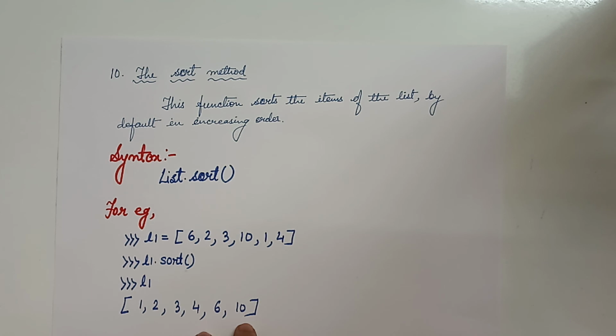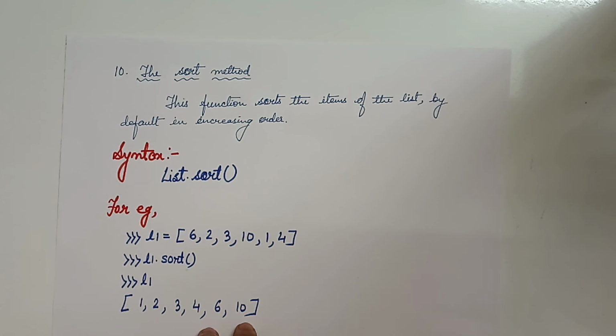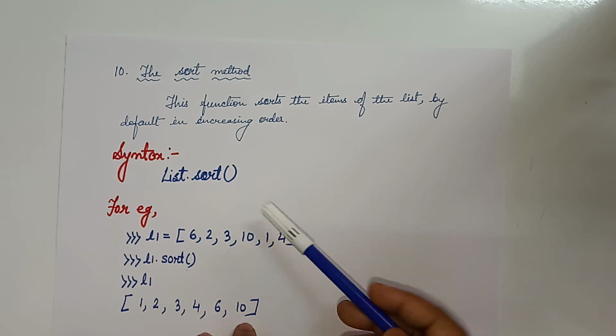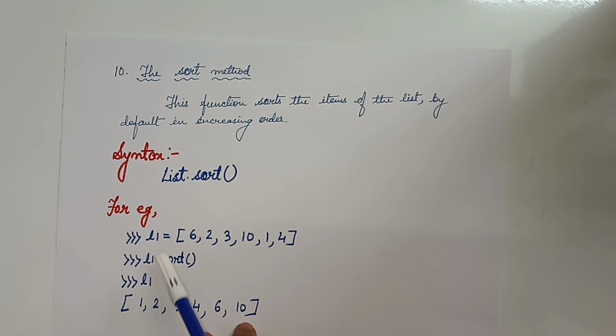The last one is the sort method. This function sorts the items of the list by default in increasing or ascending order. The syntax of the function is very simple: list.sort. Here we have created a list 6, 2, 3, 10, 1, 4. If you apply the sort method, the result will be 1, 2, 3, 4, 6, 10. So this is the sort method.